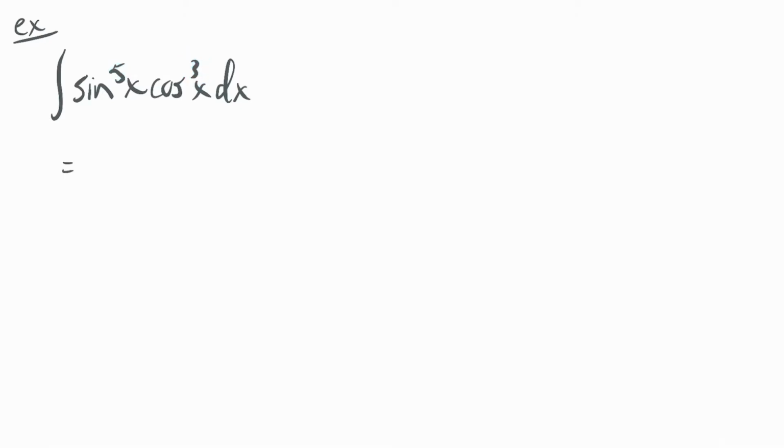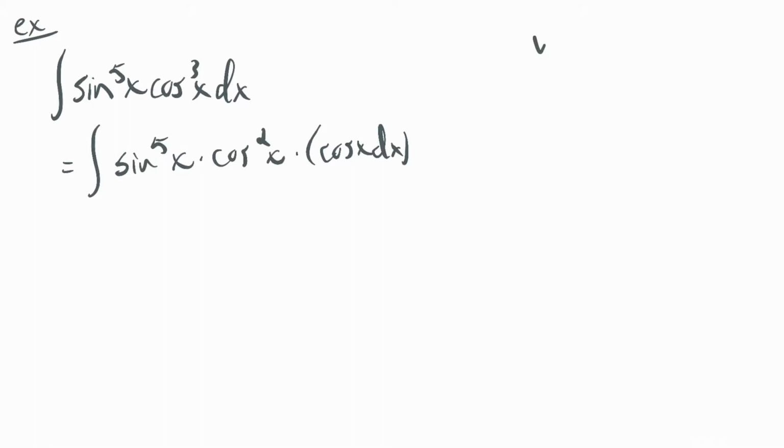So this equals the integral of sine to the fifth of x times cosine squared of x times cosine x dx. Okay, so if dv is going to be cosine x dx, that means that v needs to be sine x. The dv equals cosine of x dx. So that means that this is dv. That's settled. I'm going to replace the sine to the fifth power of x.